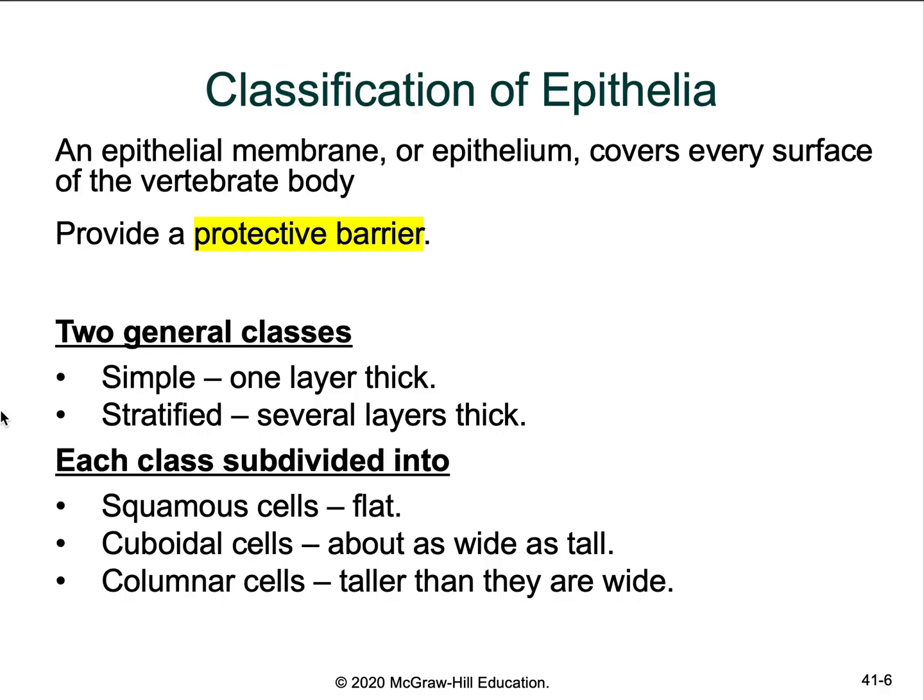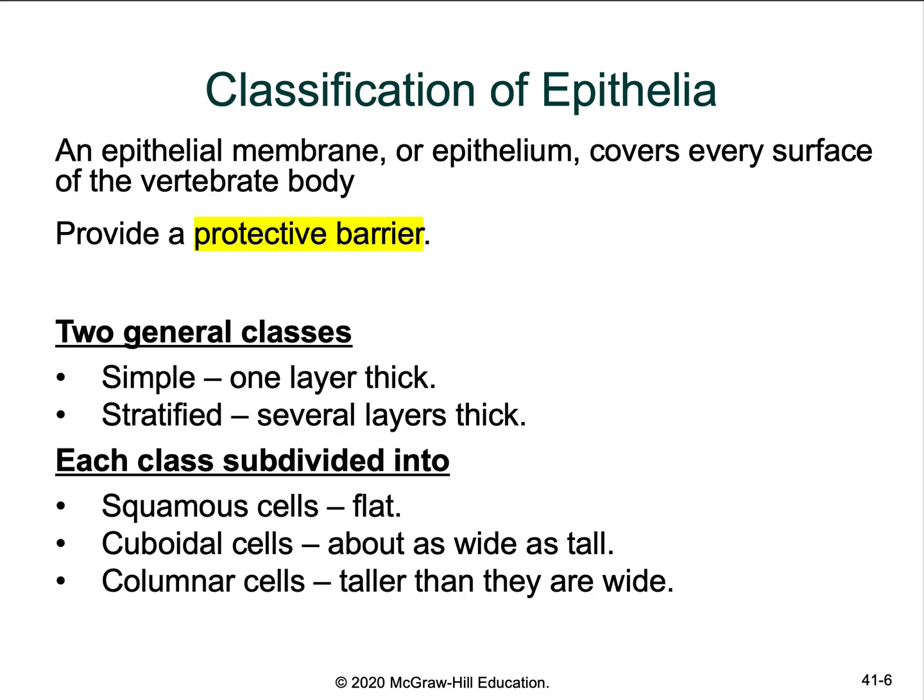For epithelial or epithelia, this is a protective barrier, so this is your skin basically, and there are different types and layers as well. For the layers, there's the simple or the stratified, and then the different shapes. These are shapes right down here. You can have flat, which we call squamous. So squamous is a flat epithelial cell. You have cuboidal, which looks like a cube, and then lastly columnar cells, which look like a column.